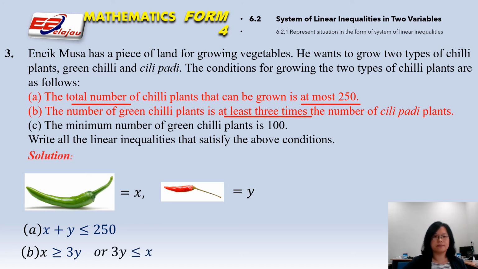Condition C. The minimum number of green chili plants is 100. We can write as x is always greater than or equal to 100.